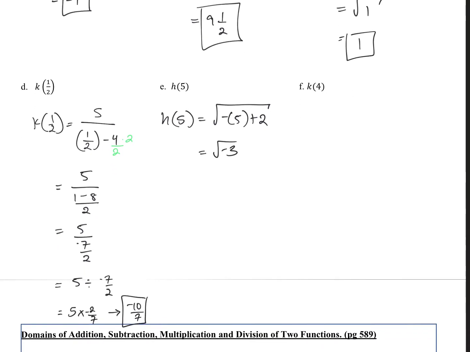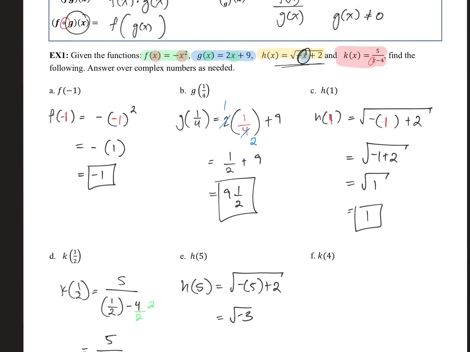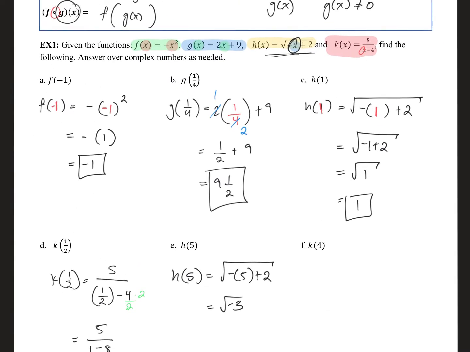Well, that depends. If we're solving over complex numbers, we would keep solving. But if we're not solving over complex numbers, we would just say not a real number. Which one are we working with? Well, we were told that we could solve over complex numbers as needed. So because of that, I'm going to keep simplifying and answer in complex number form.